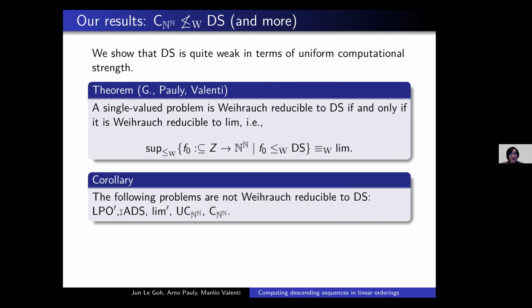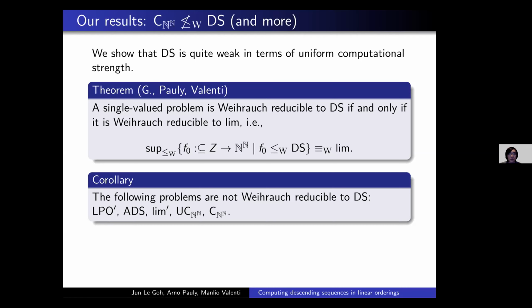Let me talk a bit about these ones over here. Another one that I want to talk about is ADS. ADS stands for ascending descending sequence, and this was intensively studied in reverse math because it's a consequence of Ramsey's theorem for pairs. You might wonder, is ADS Weihrauch reducible to DS? In some sense, DS is like the one-sided version of ADS, where we only care about descending sequences and we don't care about ascending sequences at all. Our results show that ADS is not reducible to DS. That doesn't follow immediately from this theorem because ADS is obviously not single valued, but there is a weaker problem, the so-called LPO prime, which is single valued, doesn't reduce to lim, and does reduce to ADS. So this follows rather easily from this result.